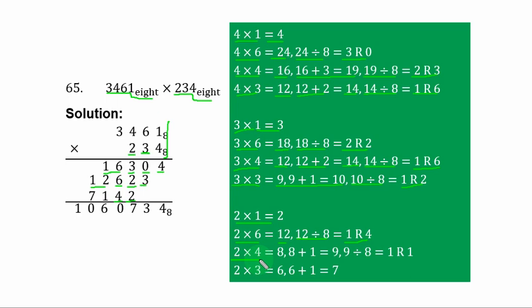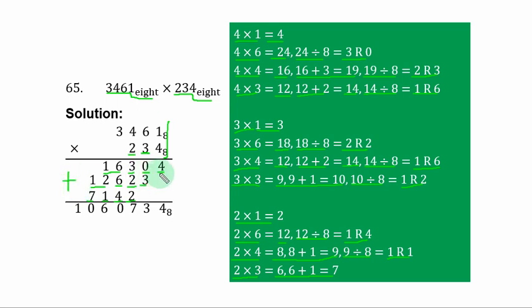2 times 4 is 8, plus the 1 you carried forward, you have 9. 9 divided by 8, 1 remainder 1. You write that 1, and you take 1 forward, and you have 2 times 3 is 6, plus the 1 you carried, 7. And 7 is a digit in base 8, and as such you don't divide by 8. You simply record 7. The next thing is addition.